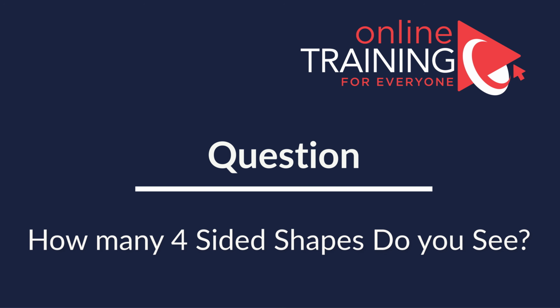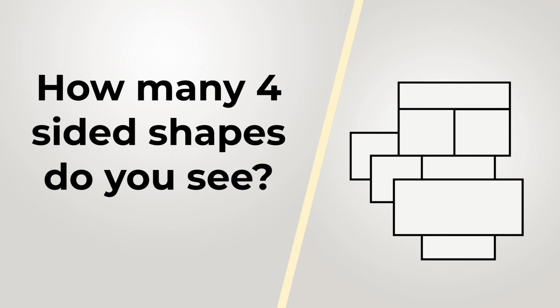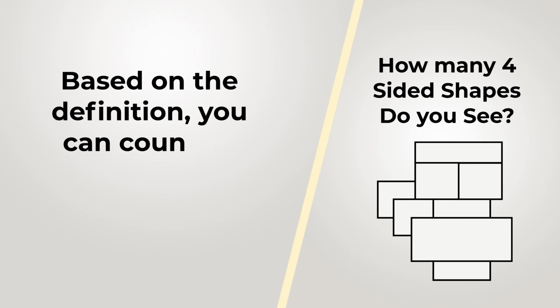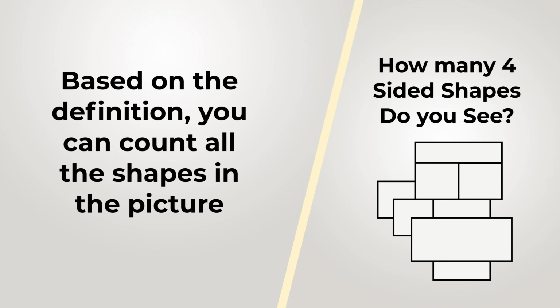Here's an interesting question which tests your spatial thinking. How many 4-sided shapes do you see? And you're presented with the picture on the left, which has a lot of different shapes. First, you need to be clear on the definition of a 4-sided shape and have a good understanding of what it means. Once you have the definition, you can count all the shapes on the picture that match this criteria.